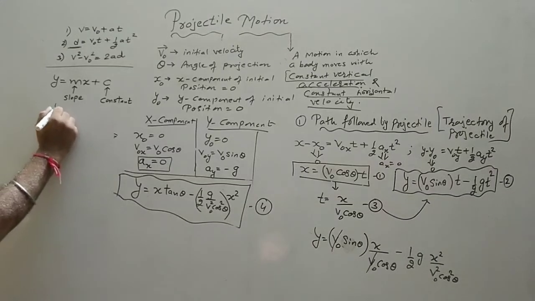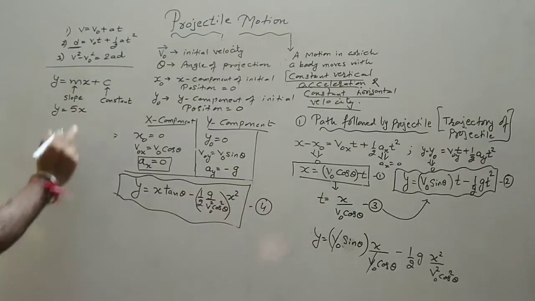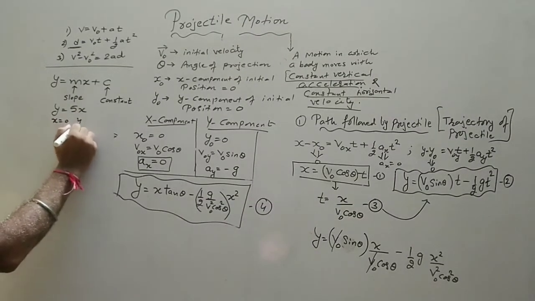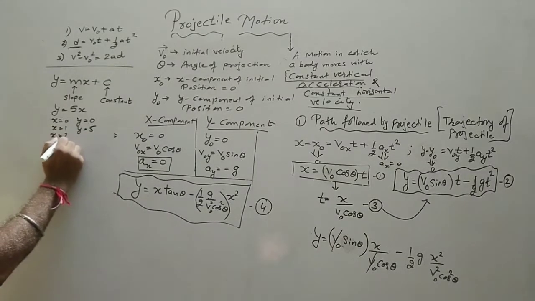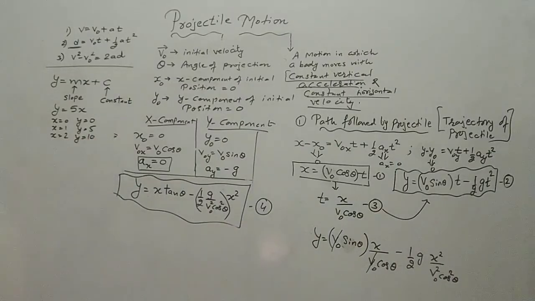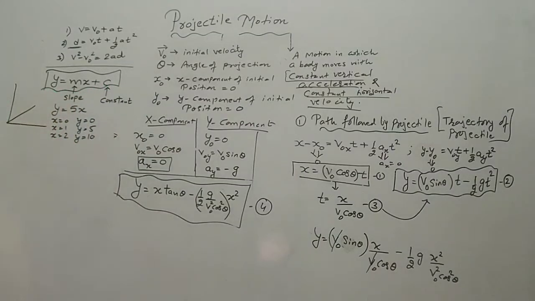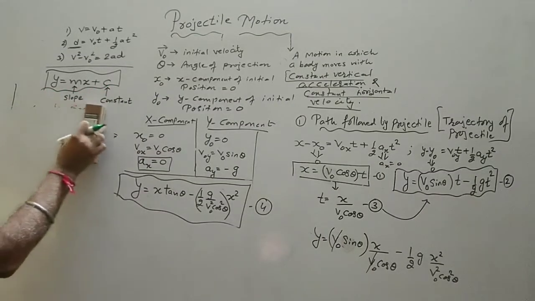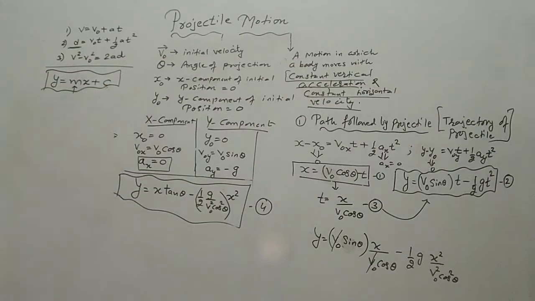So if I write an equation y is equal to 5x, for example, take x is equal to 0, so y is equal to 0. X is equal to 1, y is equal to 5, x is equal to 2, y is equal to 10. Like this, if I plot a graph, the trajectory or the path becomes a straight line. So mathematically, if we have the equation y is equal to mx plus c, then the trajectory is a straight line. So this is called the standard equation of a straight line.